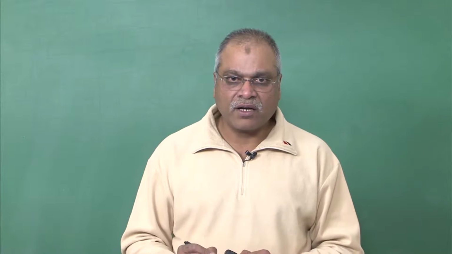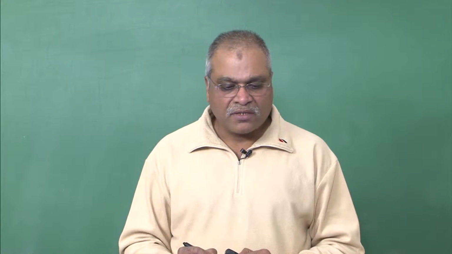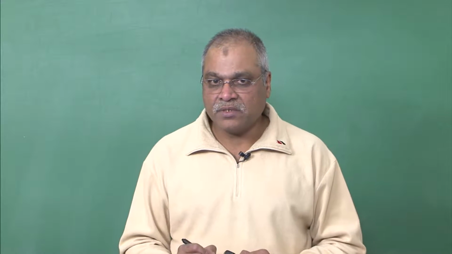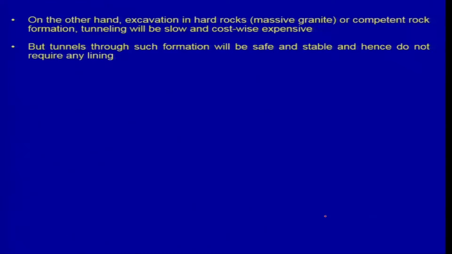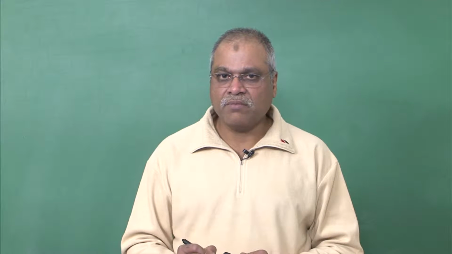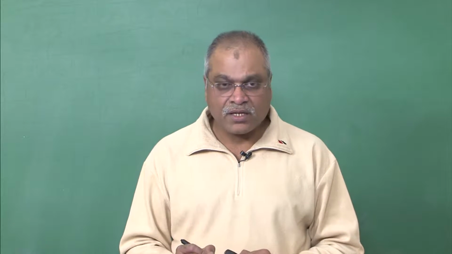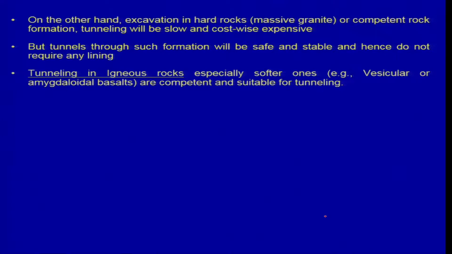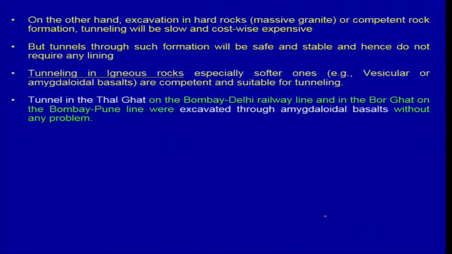For example, if you are coming across a massive granite or competent formations, tunneling will be extremely slow and cost-wise it will be expensive. But the tunnels through such formations will be safe and stable, and hence do not require any lining. So you can try to look at such formations, but it will be time consuming and expensive, but it will be safer. Now, tunneling in igneous rocks, especially softer ones, for example vesicular amygdaloidal basalts, are competent and suitable for tunneling. So we will see a couple of examples here now.